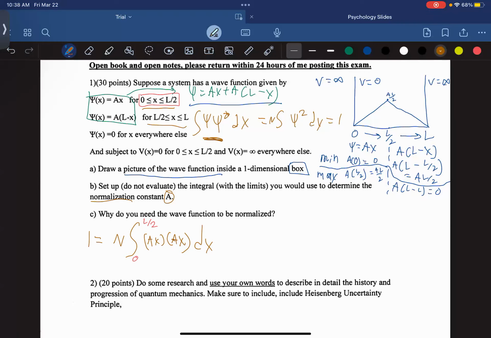Anyway, from there you can add the second part, which is going to be again the normalization factor, wave function, integral of the wave function, this time the A(L minus x). You could probably square it like that, just because it means the same thing. I'll just keep it consistent, because why not?